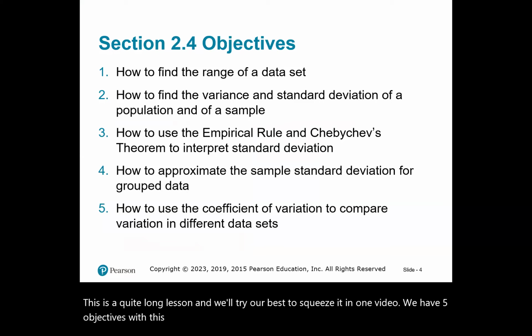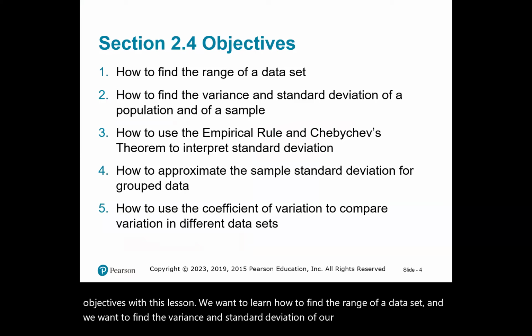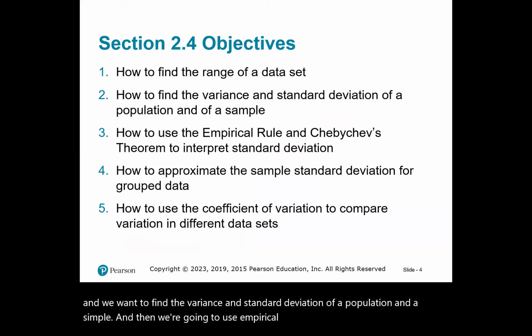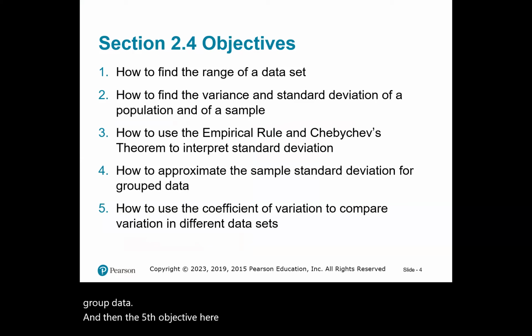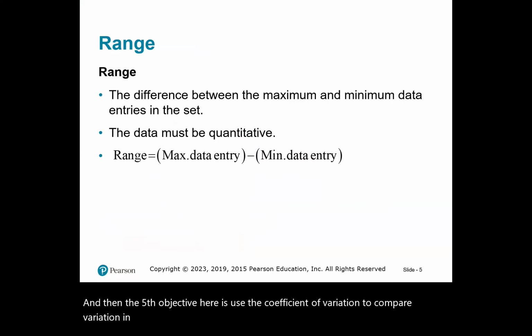We want to learn how to find the range of a data set, and we want to find the variance and standard deviation of a population and a sample. Then we're going to use the empirical rule and Chebyshev's theorem to interpret the standard deviation. Fourth will be approximating the sample standard deviation for grouped data. And the fifth objective is to use the coefficient of variation to compare variation in different data sets.